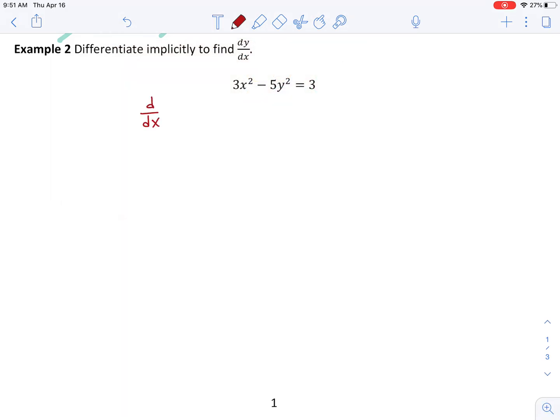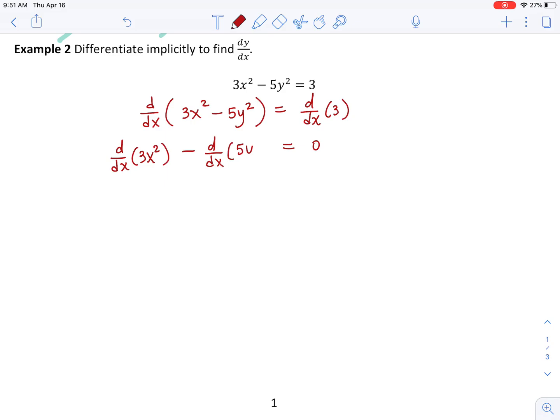So differentiate implicitly to find dy/dx. So what do we do? We take the derivative of both sides with respect to x. So I'm doing d/dx of 3x squared minus 5y squared, and I'm going to set it equal to the derivative of 3, which we know the right side is just going to be 0. And the left side, I have to take the derivative of these two. And I'm just going to subtract them, okay?